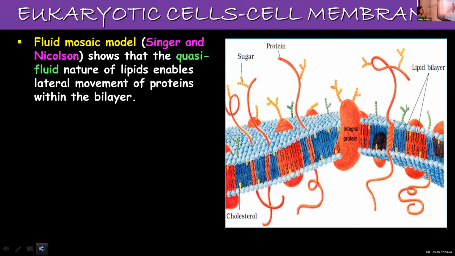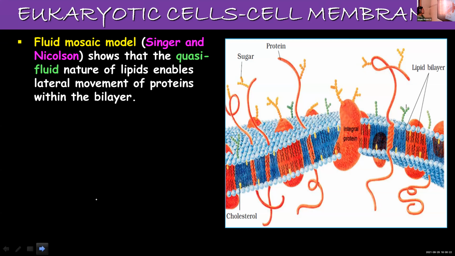Quasi-fluid means semi-fluid, partially fluid and partially solid. The semi-fluid nature of lipids enables lateral movement of proteins within the bilayer. So the lipids have a quasi-fluid nature, and the proteins embedded in this lipid layer, both integral and peripheral proteins, can move. They are capable of moving laterally within the membrane. That is why you call it a fluid mosaic model. Mosaic in the sense that it consists of different components, and these components are able to move within the membrane.